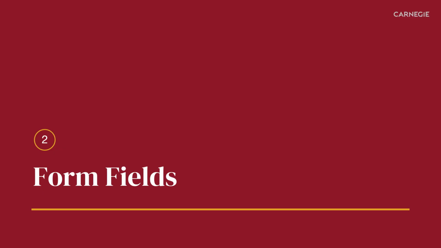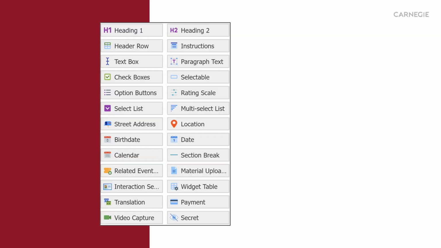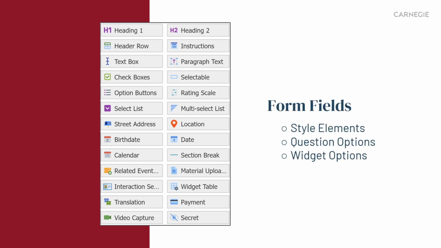Let's talk briefly about form fields before we dive deeper into conditional logic. There are three types of form fields that Slate makes available to us: style elements, question options, and widget options. Style elements update the appearance of the form and offer instructions such as headings, header rows, or instruction blocks. Question options allow for the collection of information from the user, including text boxes, checkboxes, option buttons, and more. Widget options include birth date, address blocks, payment widgets, and more.